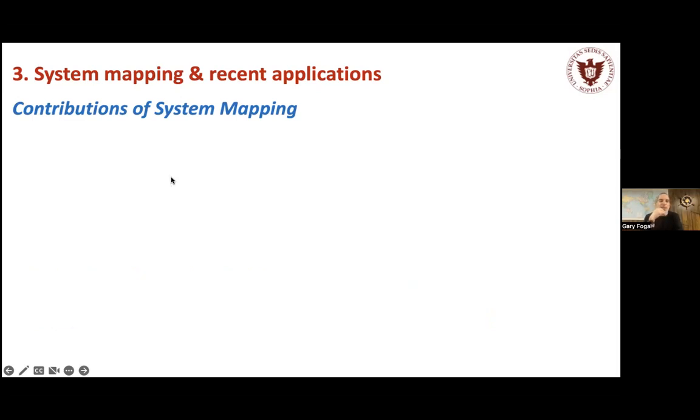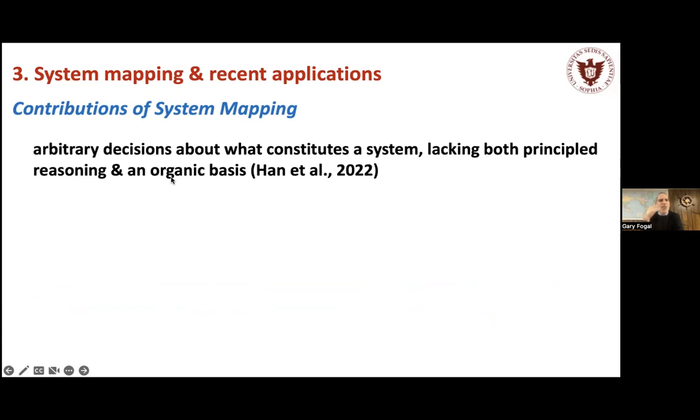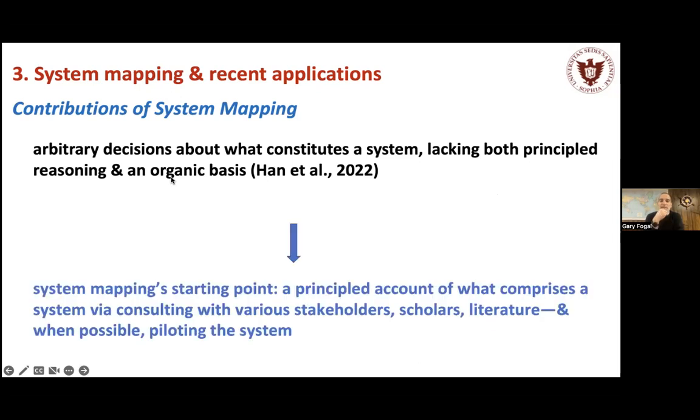The next concern noted by Han and colleagues that system mapping may address is this. CDST studies very often make arbitrary decisions about what constitutes a system, lacking both principled reasoning and an organic basis, they argue. As I hope to have shown this evening, system mapping takes as its starting point a principled account of what comprises a system, and does so by consulting with various stakeholders and scholars, a review of the literature, and when possible, piloting what those systems might look like with the relevant stakeholders.